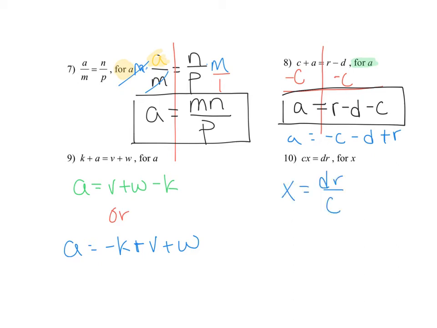So if you did it correctly, you should end up with x equals dr divided by c. And there's no other way to write that. That's the best answer. All right, so I hope that helps you guys out.